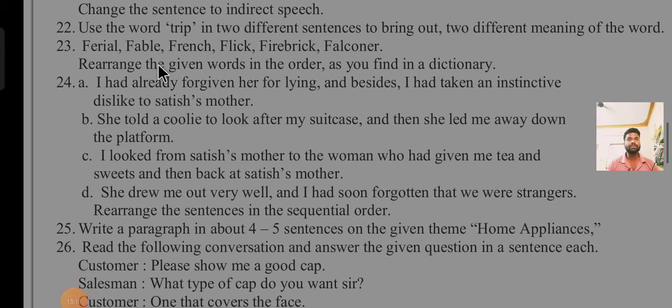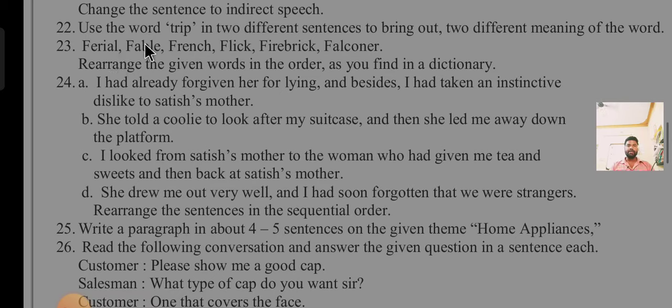Next, 22. Use the word trip in 2 different sentences to bring out 2 different meanings of the word. First one, I went on the trip. The one more, trip. Our trip is very beautiful. Like this, you can make them.